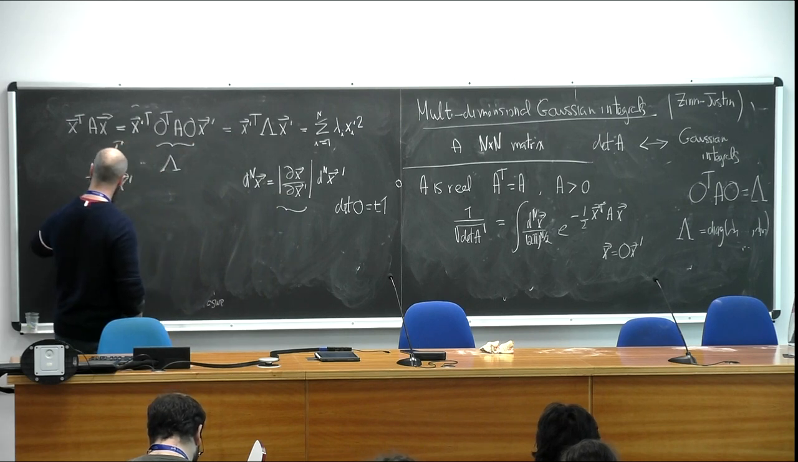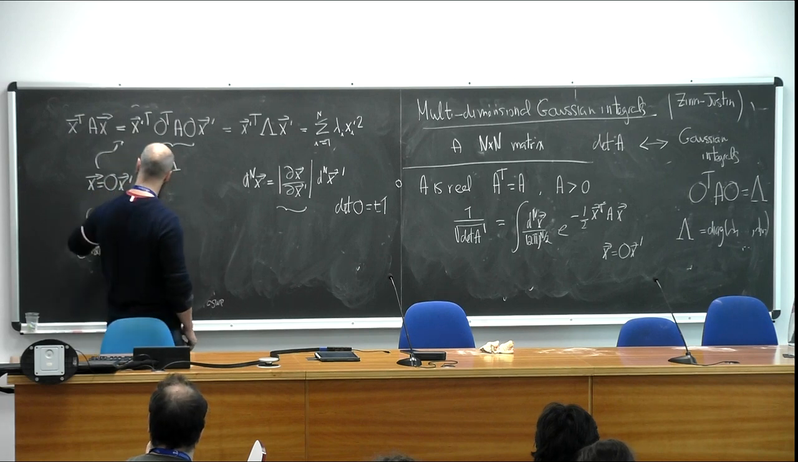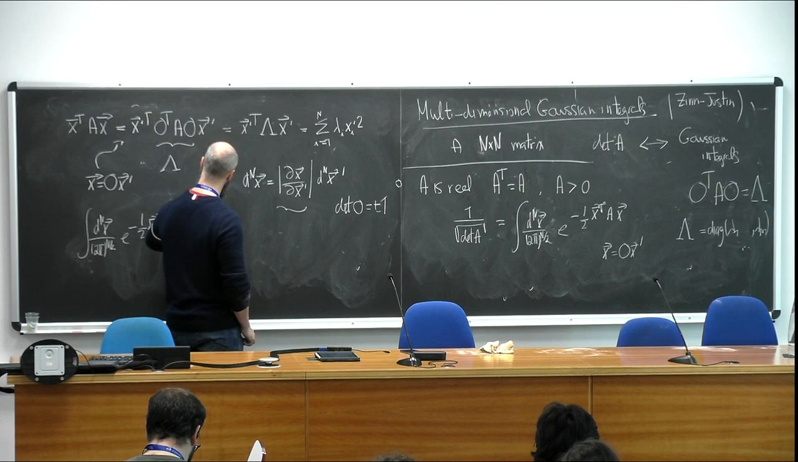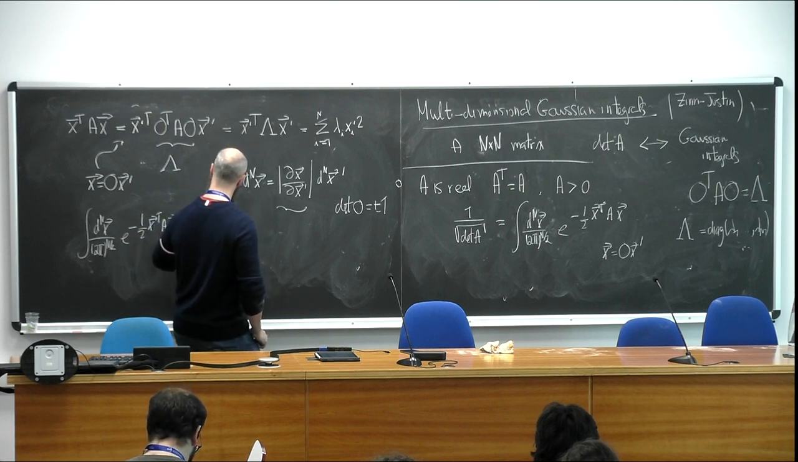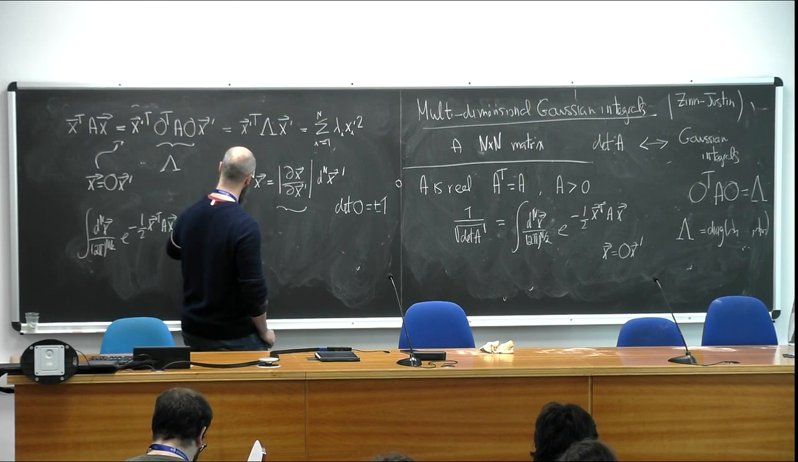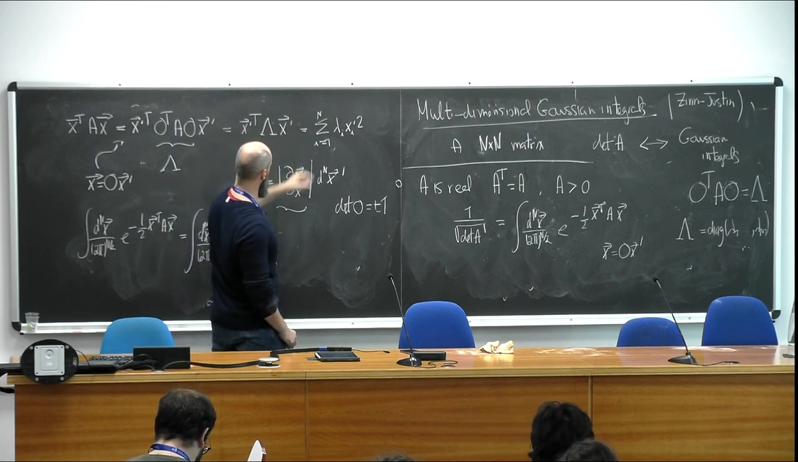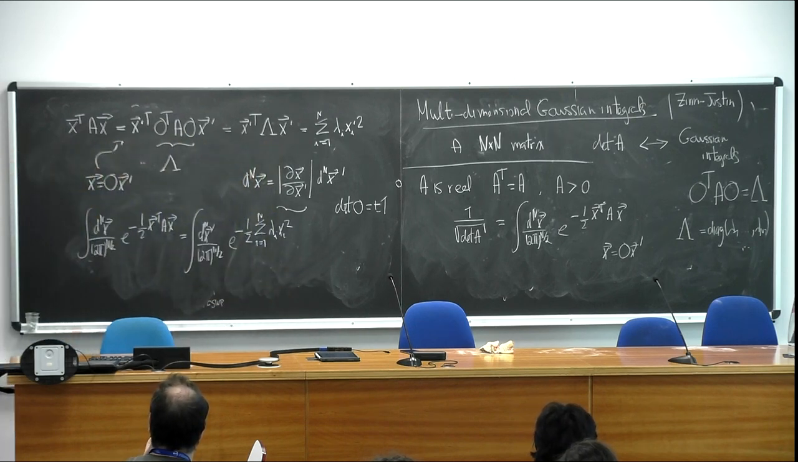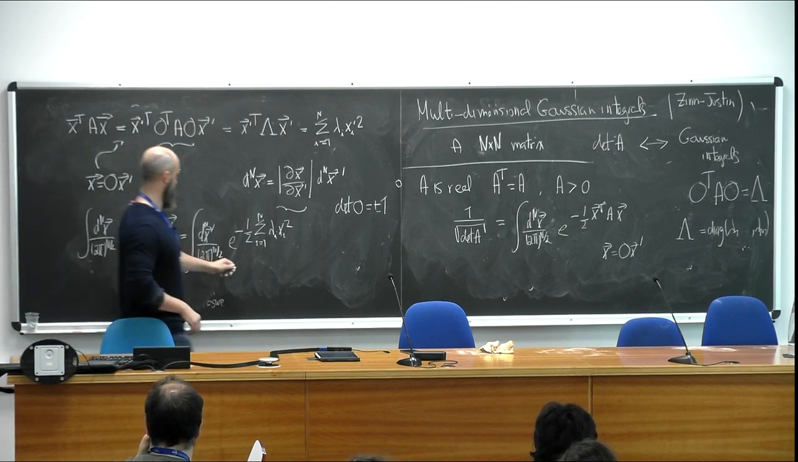this integral here, the integral of d^n x divided by (2 pi) to the power n divided by 2 of the exponential of minus 1/2 x A x, is equal to the integral d^n x prime of (2 pi) to the power n divided by 2 of the exponential of minus 1/2, I'm going to put it like this, the sum over i from 1 to n of lambda_i x_i squared. And now the integral has decoupled into one-dimensional Gaussian integrals, because this is equal to the following.